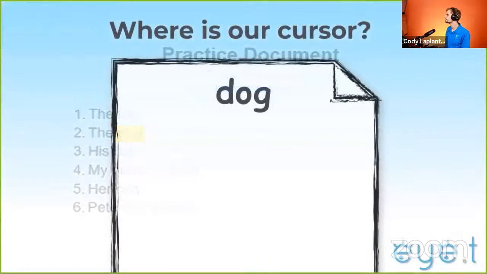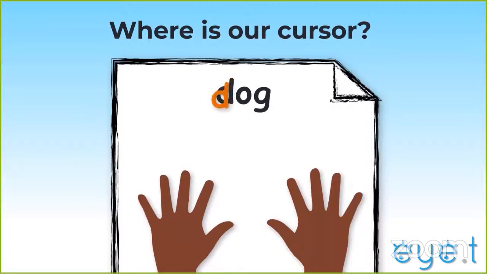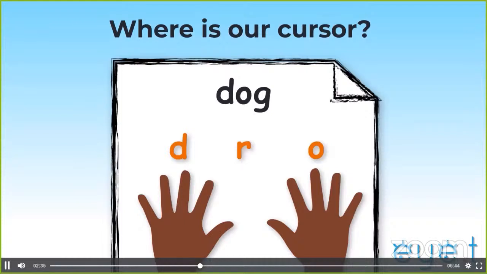D-O-G. On this one, I'm going to add the letter R again between D and O to make the nonsense word drog, D-R-O-G. Let's do the same exercise. Get those hands on the table. Your left hand is the letter D, your right hand is the letter O, and where is that cursor? That's right, it's between your hands. If that is where my cursor is and I type the letter R, it will pop up right in between your hands. Right between the letters D and O.